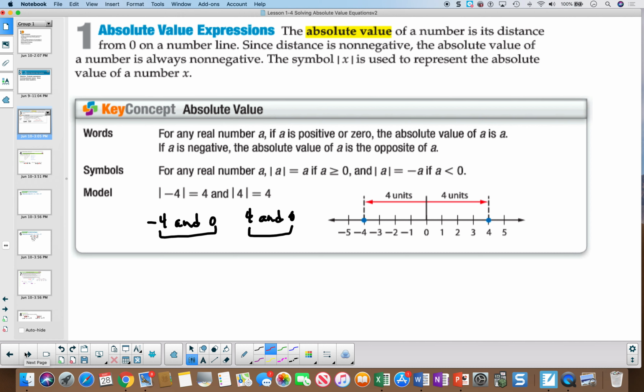It is the number that's the distance between 0 and that number. If I want the absolute value of -4, I want the distance between -4 and 0. The distance between -4 and 0 is 4. If I want the absolute value of 4, then what I'm asking for is the distance between 4 and 0. And the distance between 4 and 0 is 4. So that's what absolute value means.